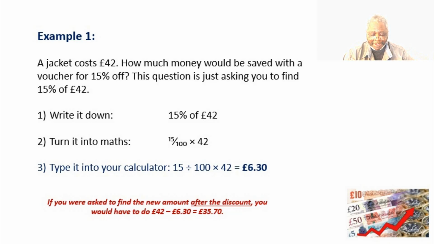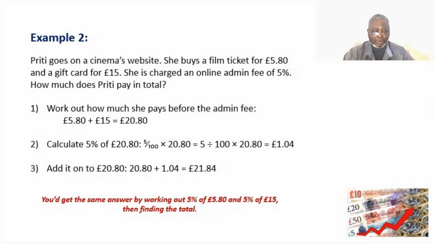If you were asked to find the new amount after the discount, you would have to subtract that from 42, which is 42 minus £6.30, and you will get the new amount or the discounted amount as £35.70.